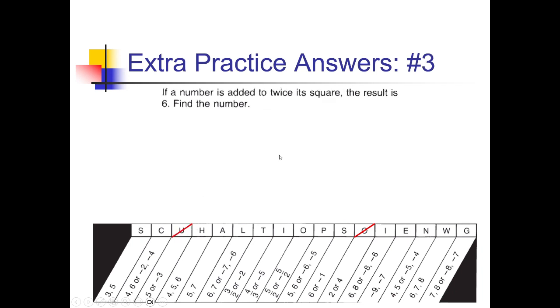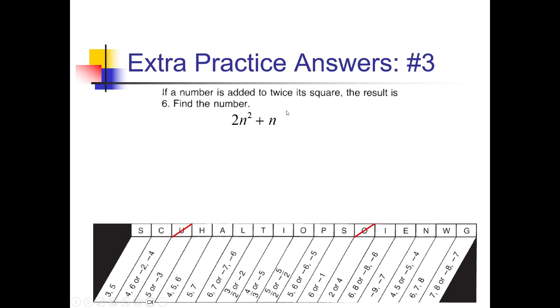For this next problem, we have if a number is added to twice its square, the result is 6. Find the number. So a number, that's going to be n, is added to something, so we're doing something plus n. How can we say twice its square? Well, the square of n would be n squared, and then twice that would be 2n squared. So we've got 2n squared, and a number is added to that. So that'll be plus n. And then they said the result is 6.